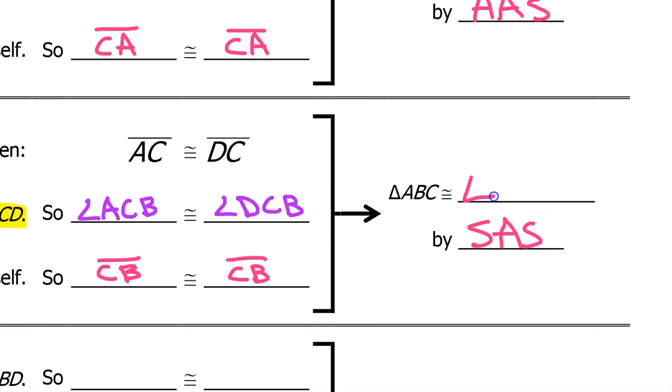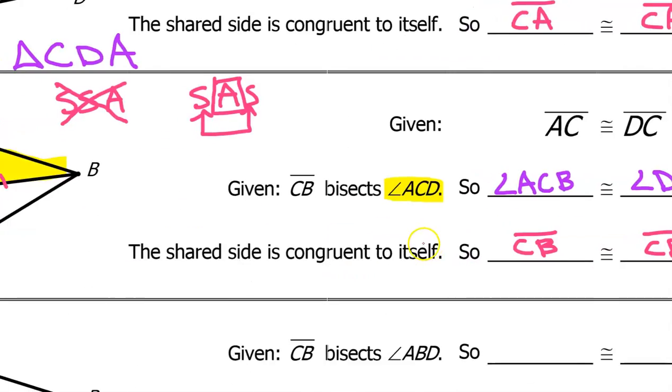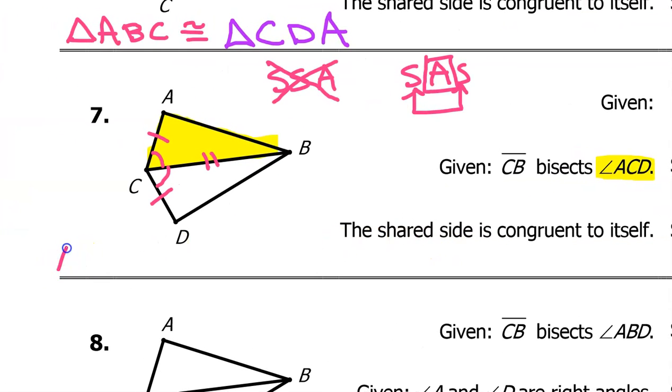Now it's time for the congruence statement. All right, so triangle ABC is congruent to triangle what? Well, you might be able to tell that these are mirror images of each other over this line. These are like reflections of each other.